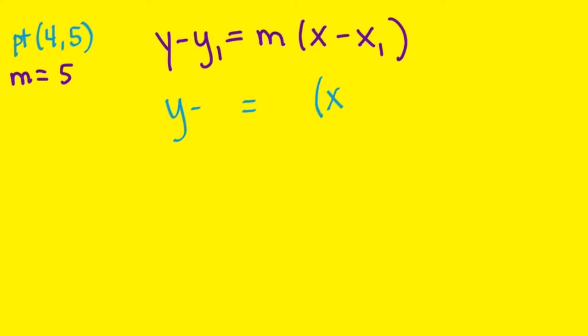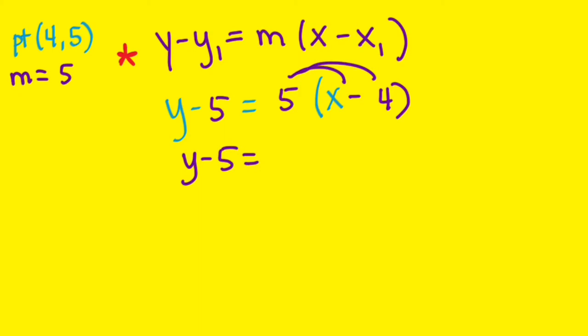Now we know it's 5 because it's parallel, so it's the same slope. So if I'm given a point and a slope, I use the point slope form, right? Obviously. So I want to use this point slope form. And I plug in what I know, and I solve for what I don't know. I know that the point is (4, 5), and my slope is 5. And I go ahead and solve.